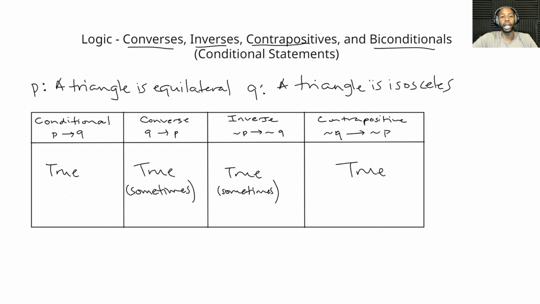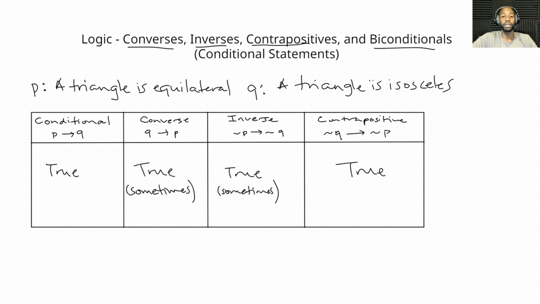Converse: if a triangle is isosceles, then the triangle is equilateral. Not necessarily, because if a triangle is isosceles, that means at least two sides are equal. It could be three, but it could be two sides. If two sides are equal, then it's not equilateral because that third side is not equal to those two equal sides. You see what I'm saying? So again, this could be true, but it could not be true.